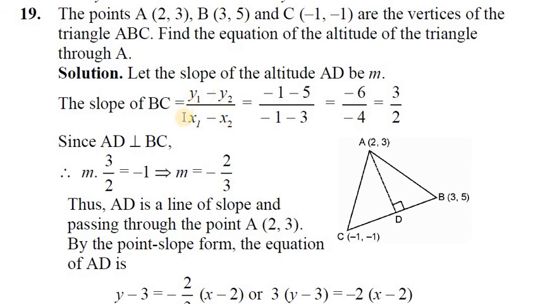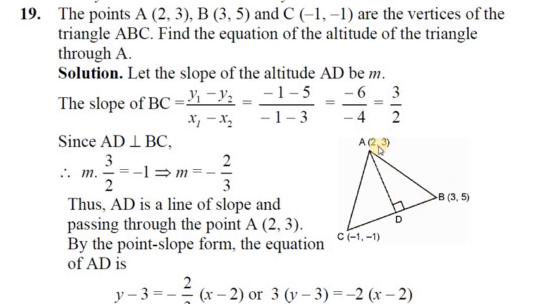And this is the slope formula. When two points are given on a line, we can find the slope of the line using this formula, y2 minus y1 over x2 minus x1, or reversely, the difference of the y coordinates divided by the difference of the x coordinates. Thus we have the slope of the line BC, that is 3 by 2. So 3 by 2 is the slope of BC.